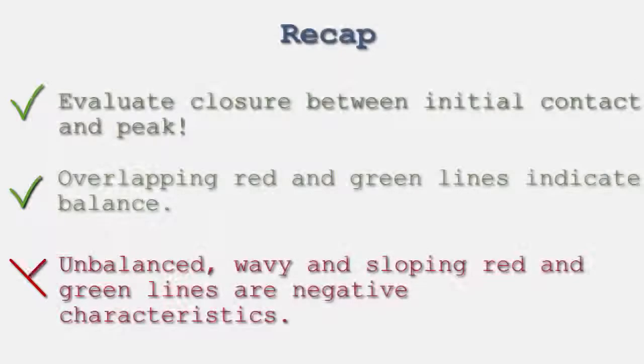In recap, evaluate your closure between the rise and the peak. Overlapping red and green lines indicate balance, which is ideal. And an unbalanced, wavy, and sloping red and green line is a negative characteristic.